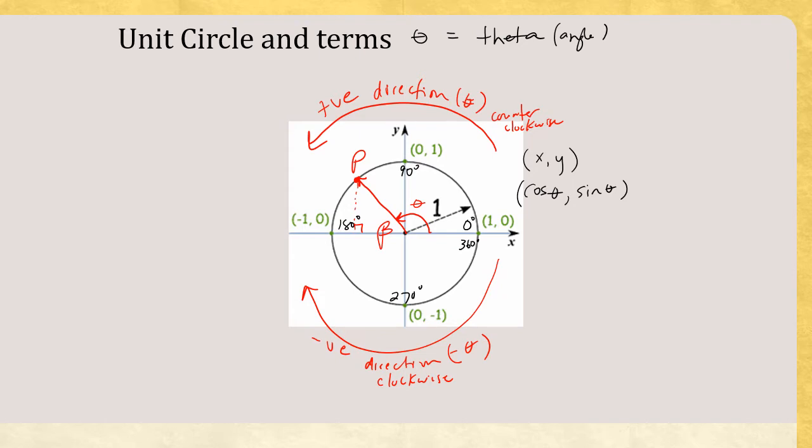So yes, we've said theta is the angle. Theta, though, is the angle between the initial arm, and if you're thinking, what's the initial arm? We're going to get there, and the terminal arm.